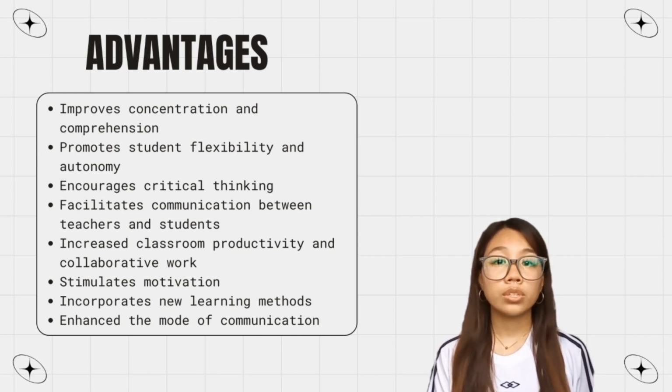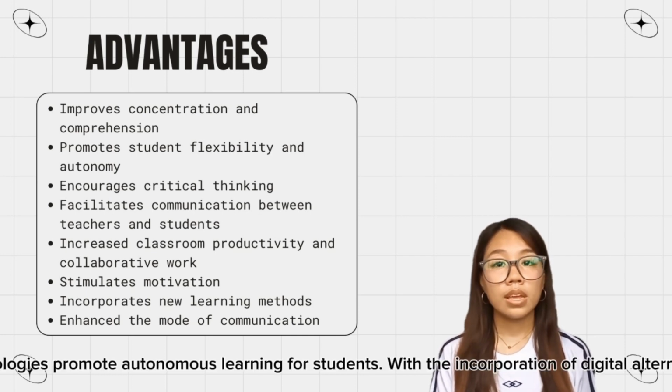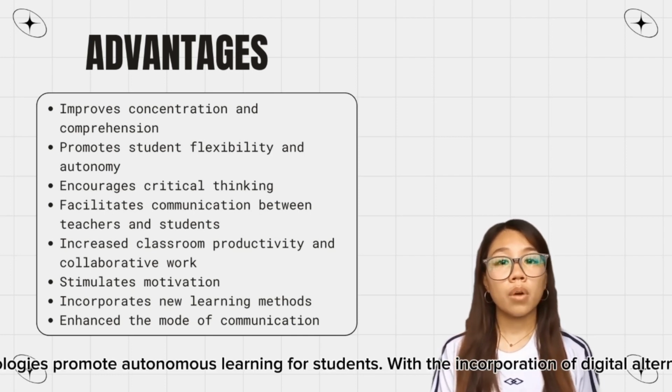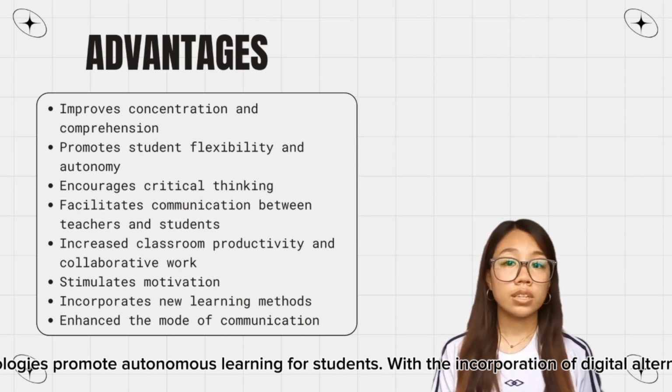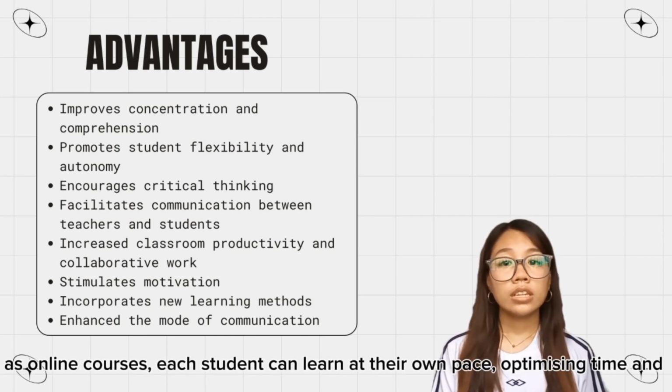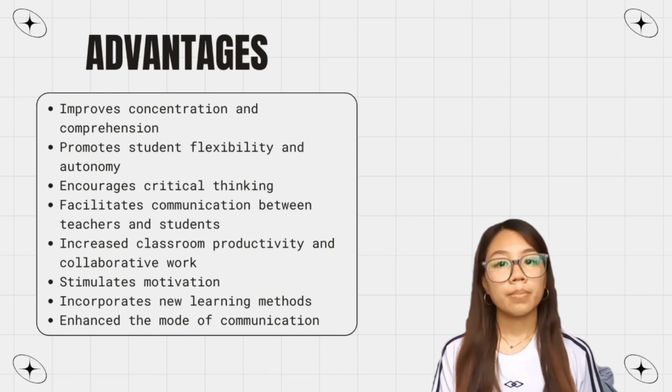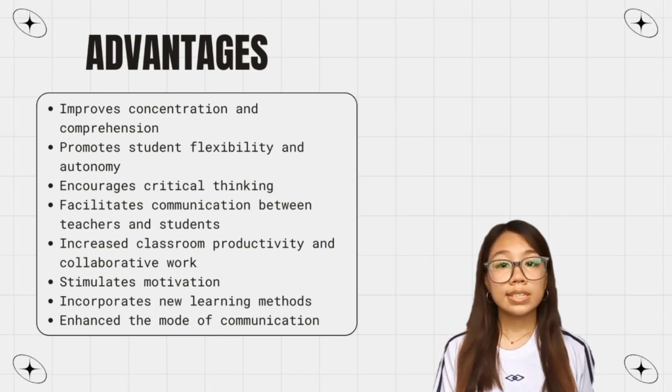Next is promote student flexibility and autonomy. New technologies promote autonomous learning for students. With the incorporation of digital alternatives such as online courses, each student can learn at their own pace, optimizing time and resources. So third, encourages critical thinking.